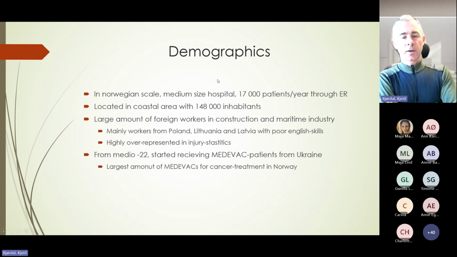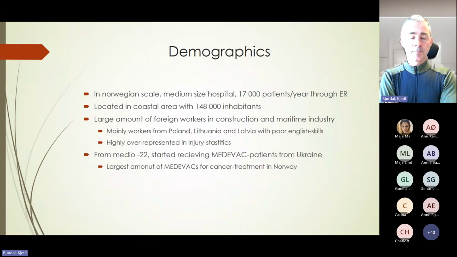On a Norwegian scale, our hospital is about medium sized. We have around 17,000 patients through our ER per year. We are located in a coastal area with about 148,000 inhabitants. In addition to those 148,000, we have a large amount of foreign workers in construction and maritime industry. Most of these workers come from Poland, Lithuania, Latvia with very poor English skills. And unfortunately, they are highly overrepresented in injury statistics.